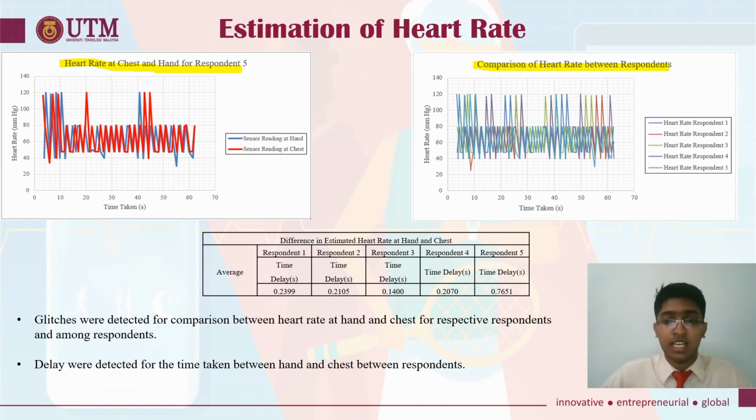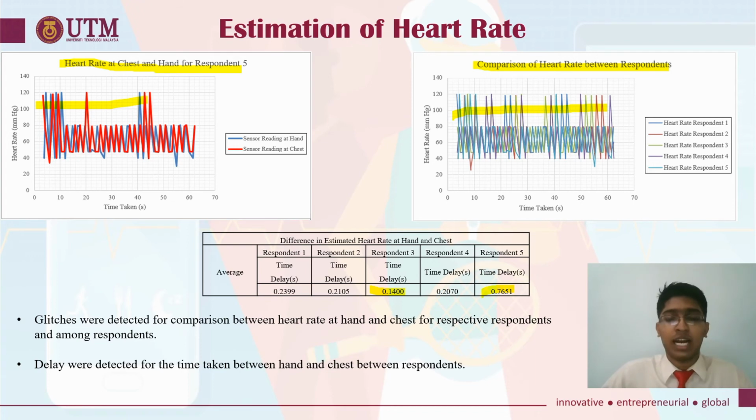The highest delay in time was recorded for respondent 5 and the lowest was for respondent 3. This is because respondent 5 has been pre-clinically diagnosed with high blood pressure, and the longer delay may indicate the presence of any blockage or clotting factors in the pathway from the heart to the hand. And for respondent 3, since the person is the youngest, young people tend to have a higher heart rate compared to the older ones. And if you can see from both figures, there were glitches.